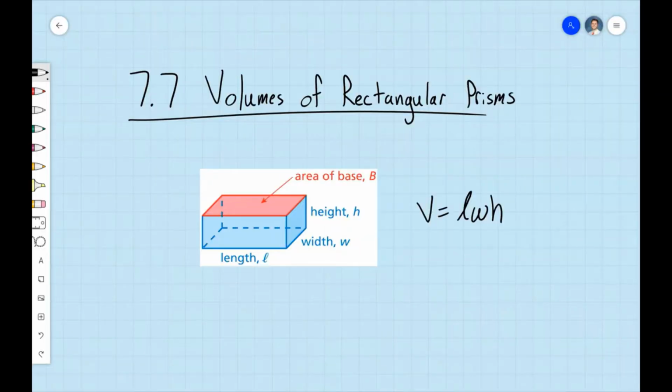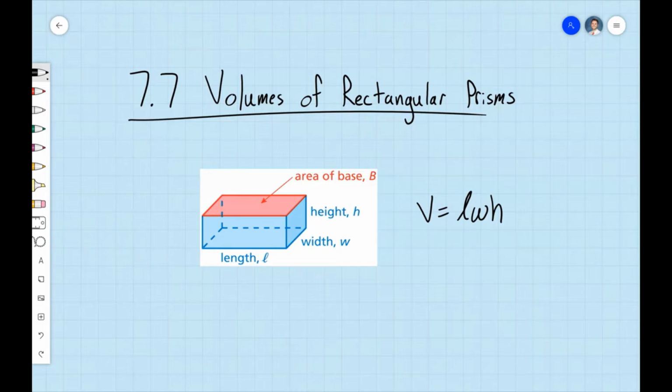We are going to look at finding the volume of rectangular prisms. So remember that the volume is the space that is occupied by a solid. If you remember, area was the space occupied by a two-dimensional figure, right? We can then just apply that. So now, rather than looking at a two-dimensional figure, we're looking at a three-dimensional solid.